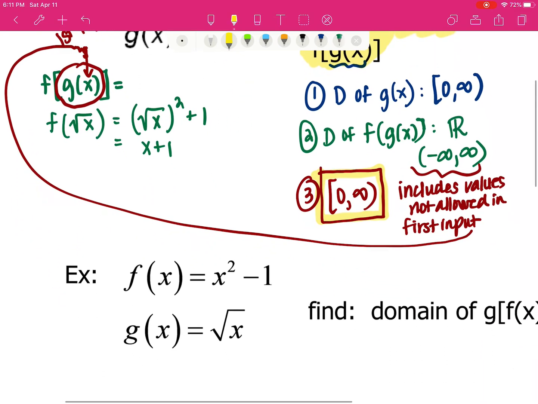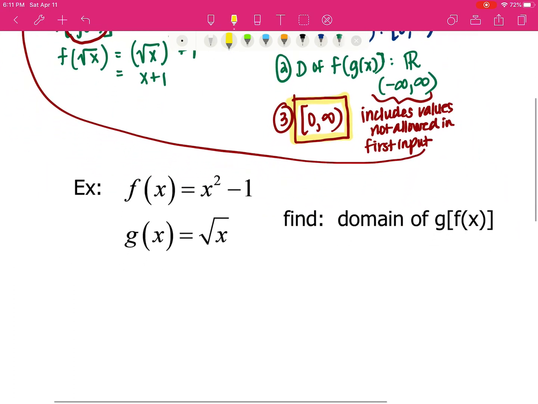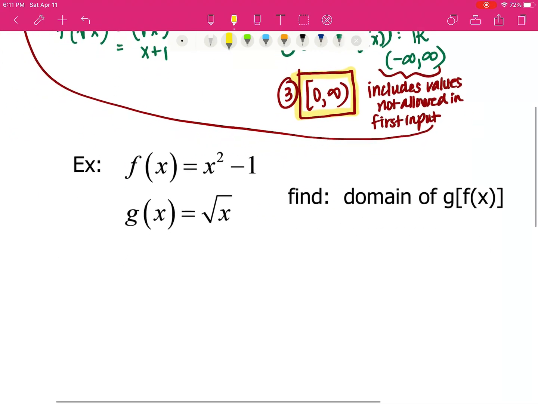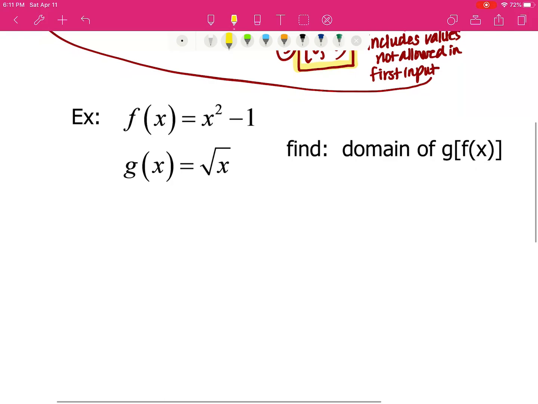So here's one that you could try, even though it says example. You can go ahead and try that one if you want and see what you get. You might have to think about things a little bit because it looks very much the same, but it's not quite the same. Okay, so I'm going to start working it out.